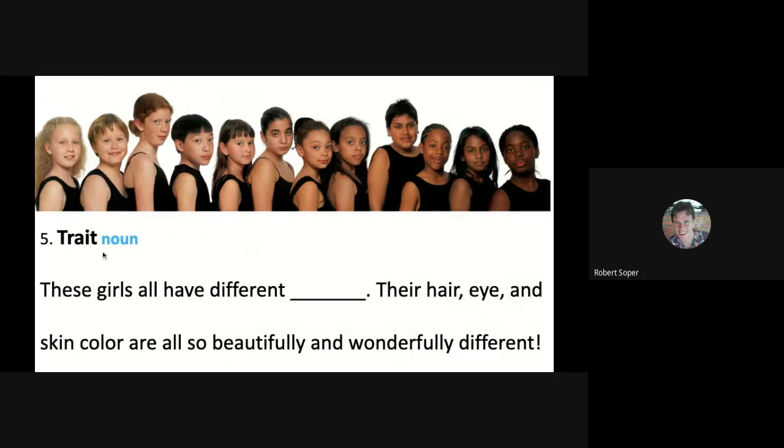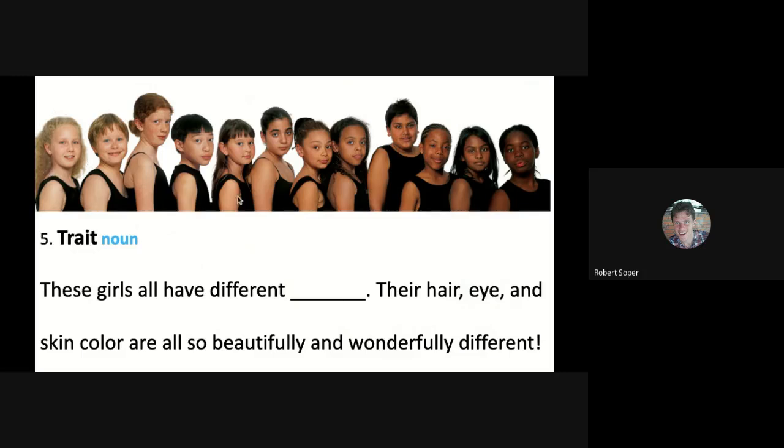This word is a trait. Trait. It is a noun. So what does that mean? Well, a trait is a characteristic or feature. So if everybody in Ireland had red hair, that would be a trait. Okay? That would be a characteristic or feature of Irish people.